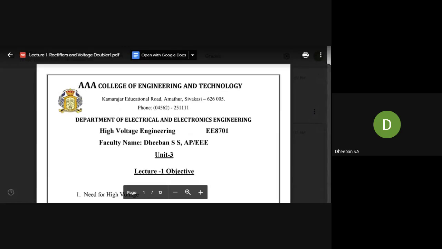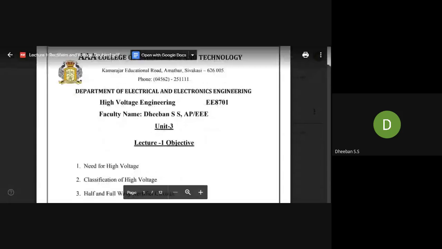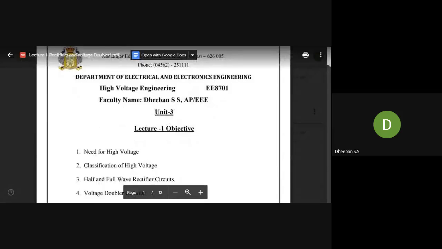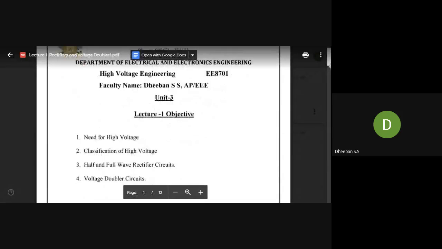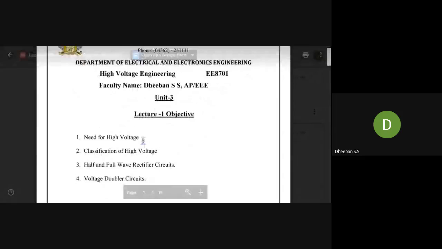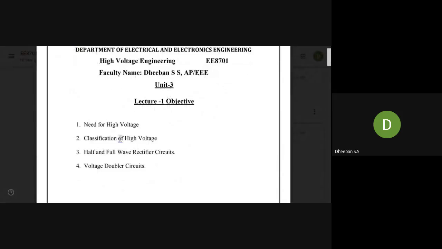So in this lecture we'll be seeing only a small part of the theme, that is the need for high voltage. Why do you need high voltage? What is the need in reality? Then the classification of high voltage, how high voltages are generally classified, followed by the method of generation.